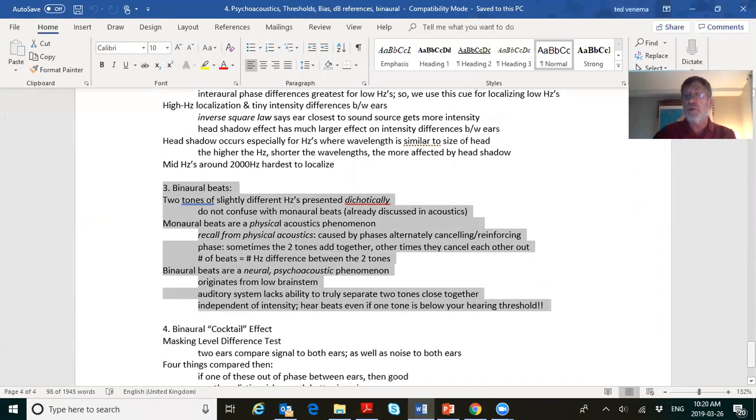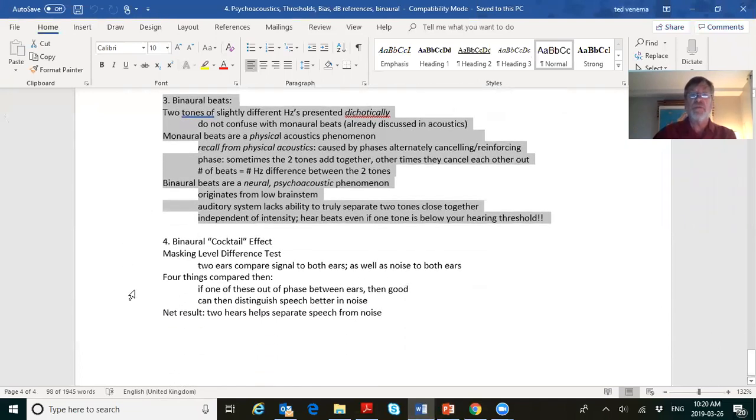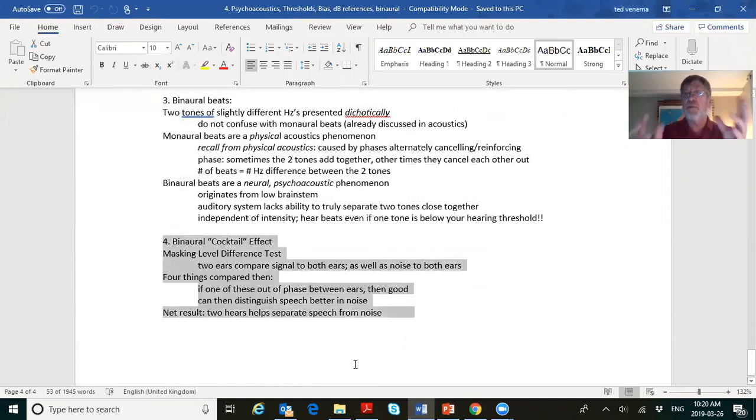Look at number 4. This is a big one. Well, sort of. Not quite as important as directionality, but it's called the binaural cocktail effect. It's often tested by the masking level difference test, but don't worry about that. Two ears are comparing the sound that you want to hear as well as the noise to both ears.